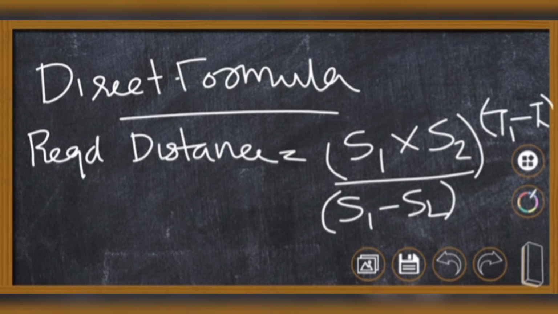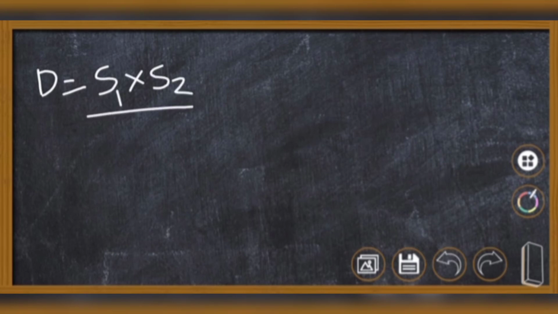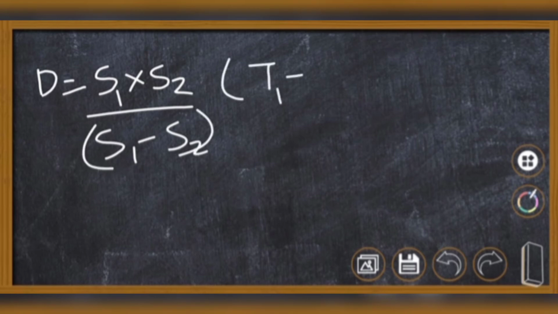Okay. Now, that is distance D is equal to S1 into S2 divided by S1 minus S2, into T1 minus T2. This is when the distance is same. Okay, distance is same. So, now we can apply directly.